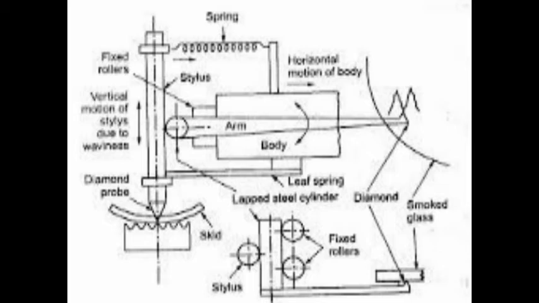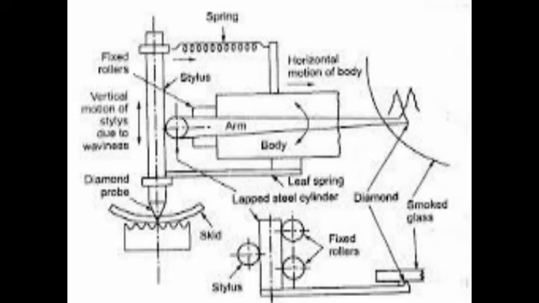A light spring steel arm is attached to the lapped cylinder. It carries at its tip a diamond scriber which rests against a smoked glass. The motions of the stylus in all directions except the vertical one are prevented by the forces exerted by the two springs. For measuring the surface finish, the body of the instrument is moved across the surface by a screw rotated by a synchronous motor.